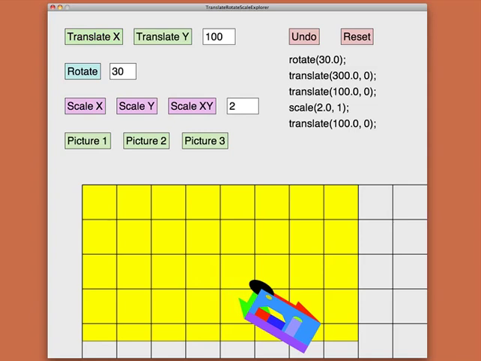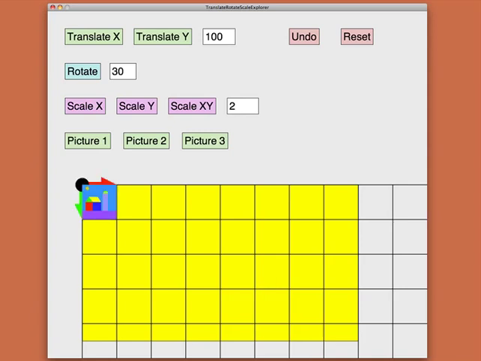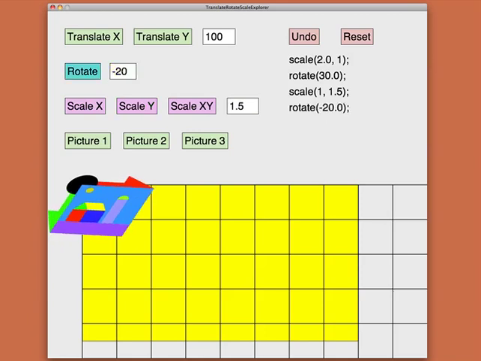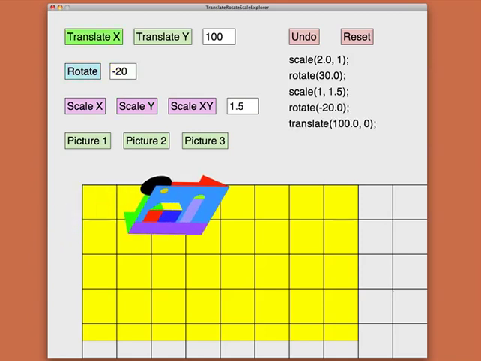All right, let's take a look at shear. I'll reset everything. First, I'll scale in x by 2. Then I'll rotate 30 degrees. Like before, I'll scale in y by 1.5, and then I'll rotate again by minus 20 degrees. And like before, let's translate a little bit in x, and we can see that things are definitely skewed. It's not rotated. The rectangle has become a parallelogram.